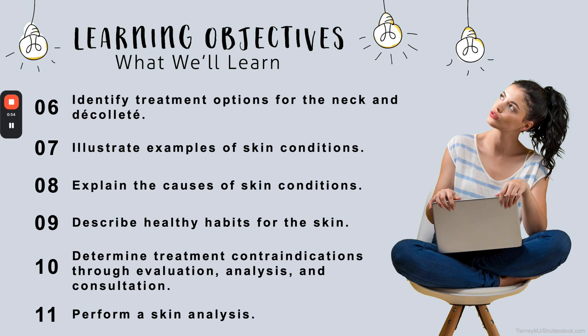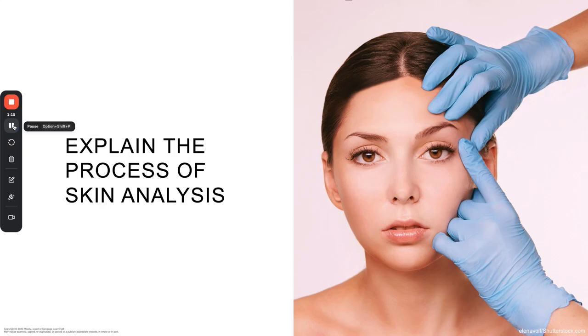Number 7, illustrate examples of skin conditions. Number 8, explain the causes of skin conditions. Number 9, describe healthy habits for the skin. Number 10, determine treatment contraindications through evaluation, analysis, and consultation. And last, number 11, perform a skin analysis. So we're going to start with objective number 1, explain the process of the skin analysis.